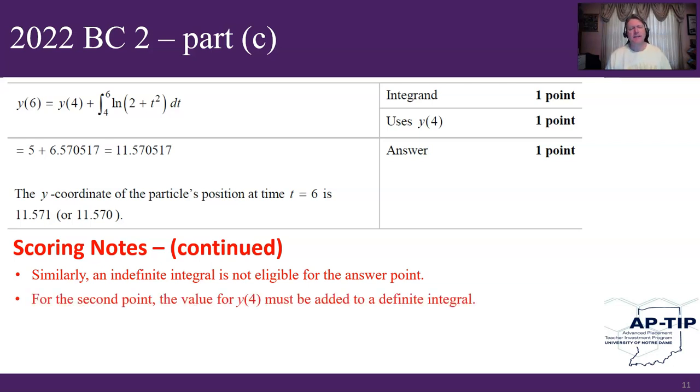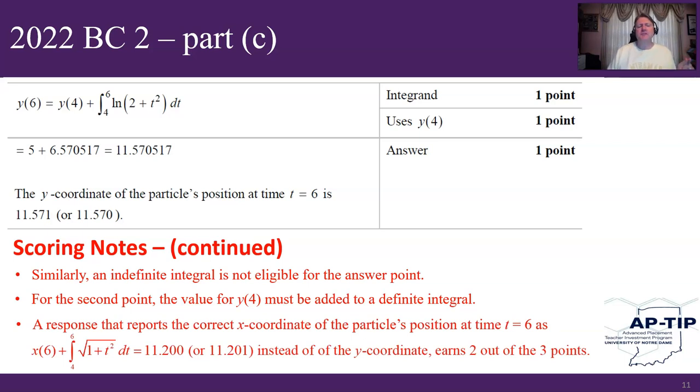Now, for that second point, the value for y of 4 must be added to a definite integral. Whether it's our definite integral or not, we still need to see that y of 4 being added. Now, consider a response that reports the correct x coordinate of the particle's position at time t equals 6. So a student would say, oh, x of 6 is the integration of the derivative of y with respect to t expression from 4 to 6. And that answer, by the way, would be 11.200. So you could look for that particular answer and know right away what they did.